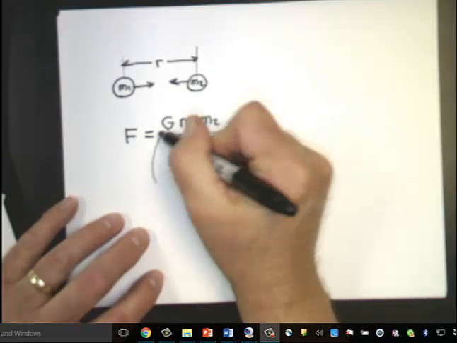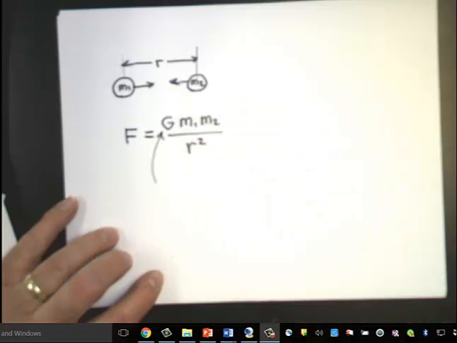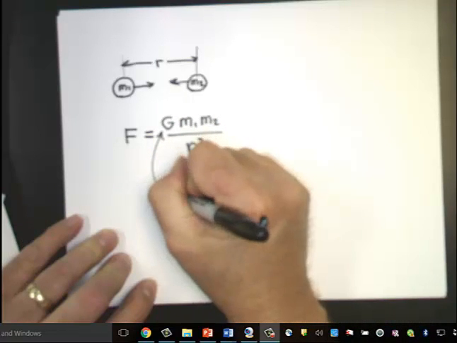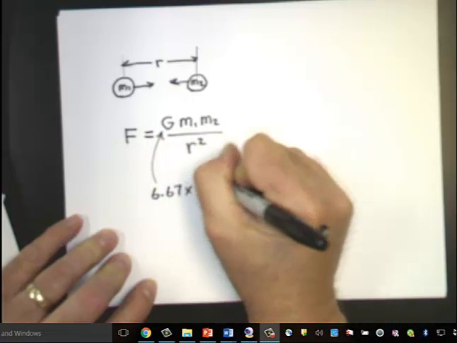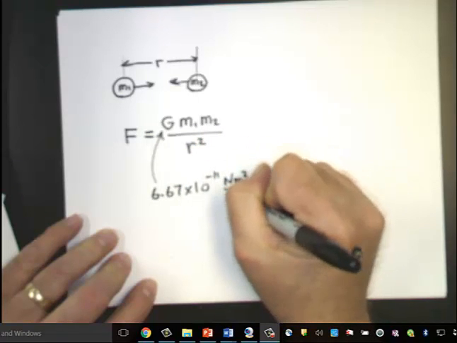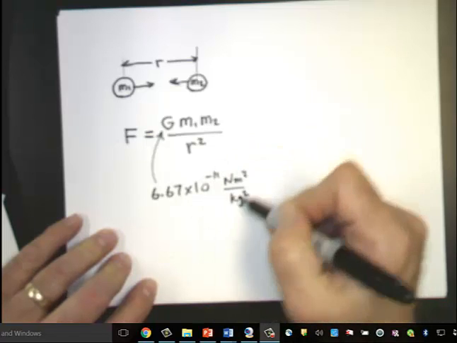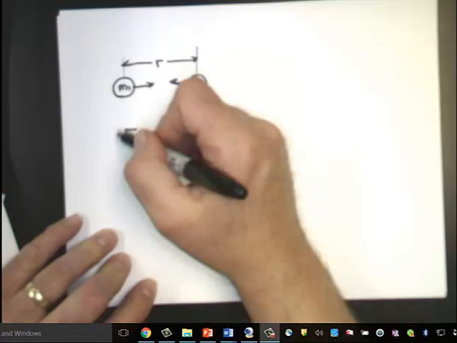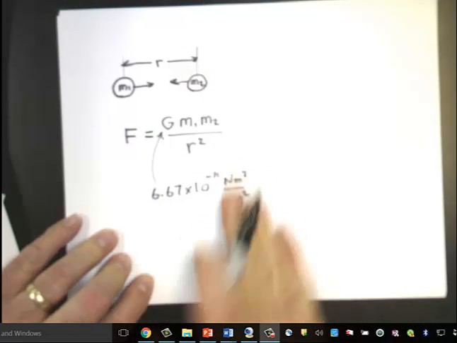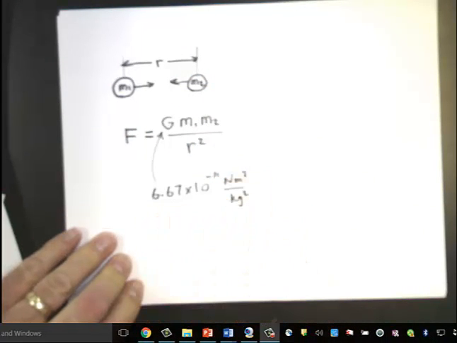And we learned that G is the universal gravitational fudge factor, which has a value of 6.67 times 10 to the negative 11 Newton meter squared per kilogram squared. Okay, the units are just to make the final units be newtons when you use the equations. Don't get all excited about the units. Just note that that is a very, very small number.